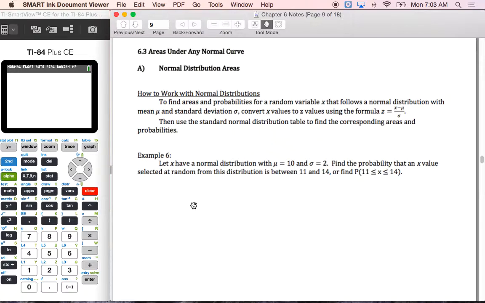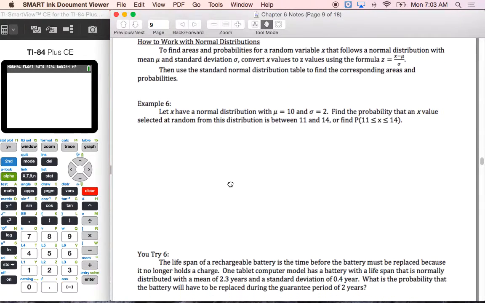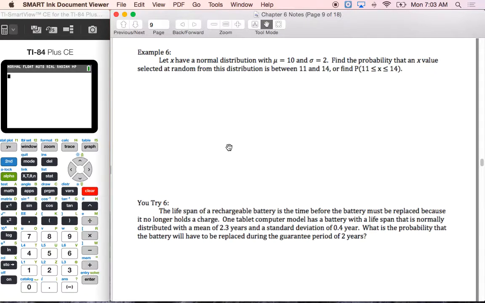So now your first step each time is to find your z value. So if we look at example 6, it says we have a normal distribution, mean is 10, standard deviation is 2. We're going to find the probability that an x value selected at random from this distribution is between 11 and 14, or the probability that 11 is less than or equal to x is less than or equal to 14. So you need to find the z values that go with these two numbers.